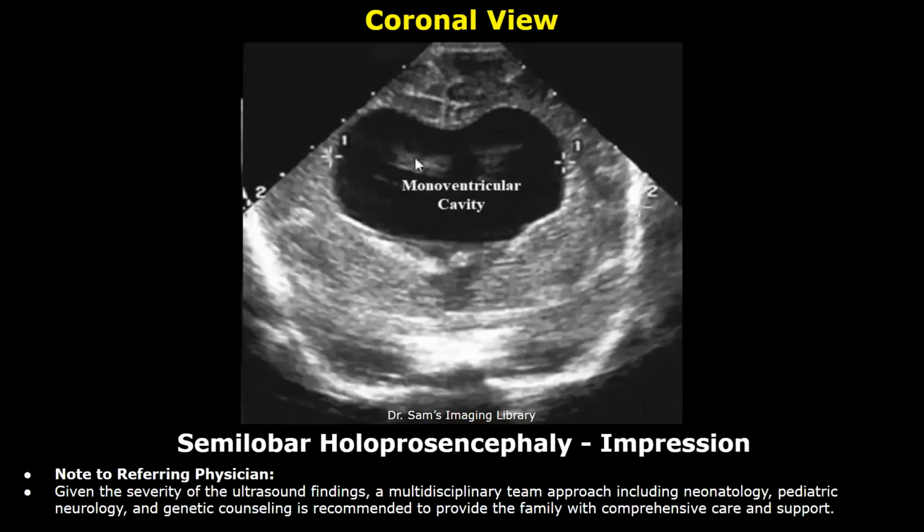Note to referring physician: given the severity of the ultrasound findings, a multidisciplinary team approach including neonatology, pediatric neurology, and genetic counseling is recommended to provide the family with comprehensive care and support.